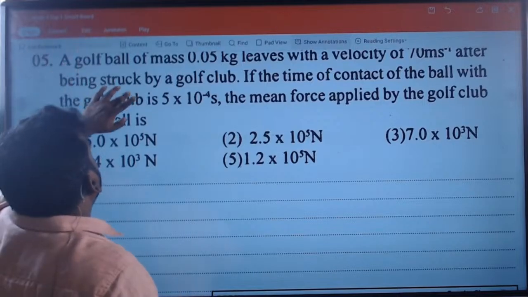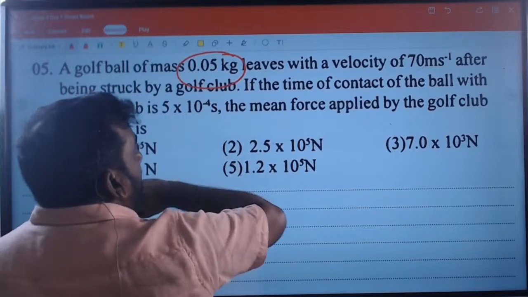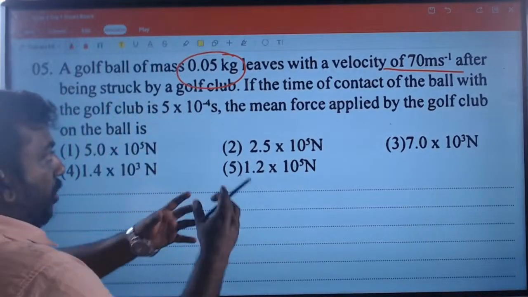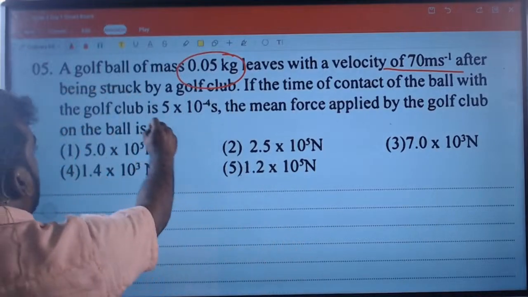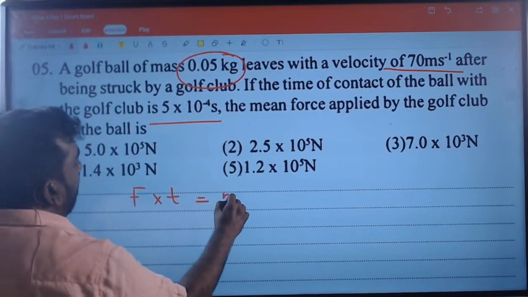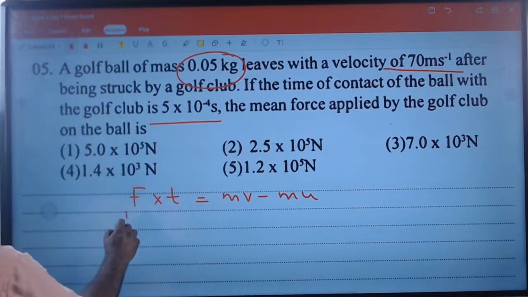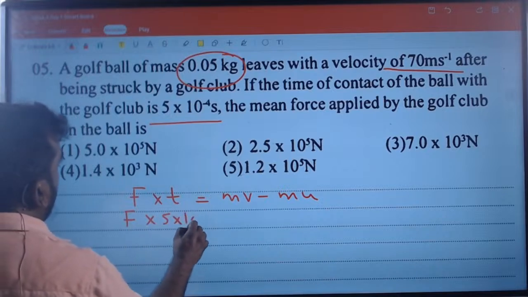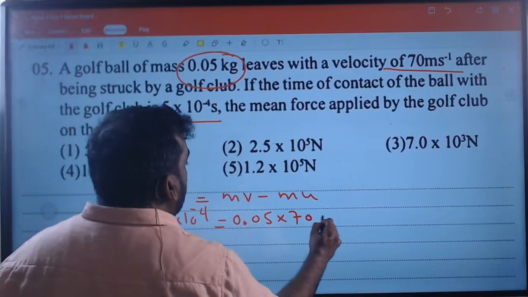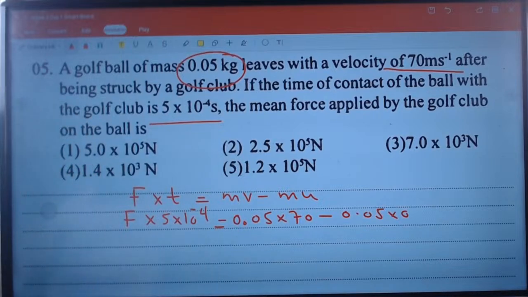Look at this one. A golf ball of mass 0.05 leaves with a velocity of 70 after being struck by a golf club. So the golf ball is initially at rest. Contact with the golf ball is given as the mean force. Force into time is equal to mv minus mu. Okay, no? Initially the golf ball is at rest. So force into time, 0.05, final velocity is 70.